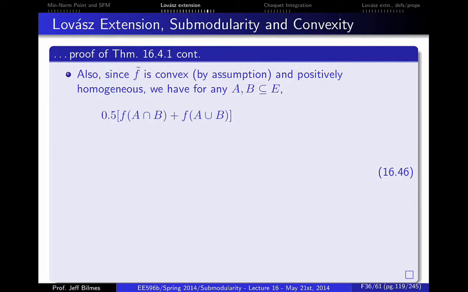Okay, now f tilde is convex by assumption, and what we want to do is use the convexity of f tilde to prove that the function is submodular. So f tilde is convex, and we saw that it's positively homogeneous. And so again, let's take any a and b and evaluate the average of these two functions. That is just equal to half of f tilde evaluated at the sum of the vectors, which we just showed, right? Which, thanks to the positive homogeneity, is such that we can actually bring the 1/2 inside, right?